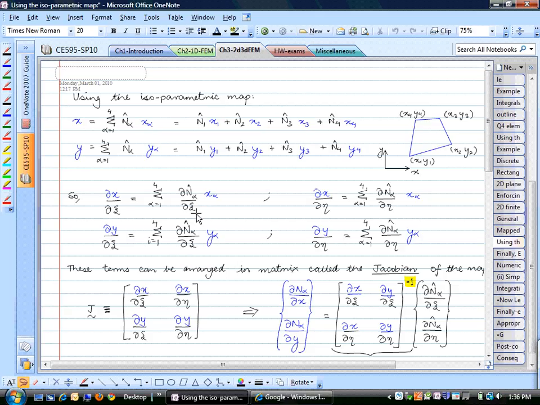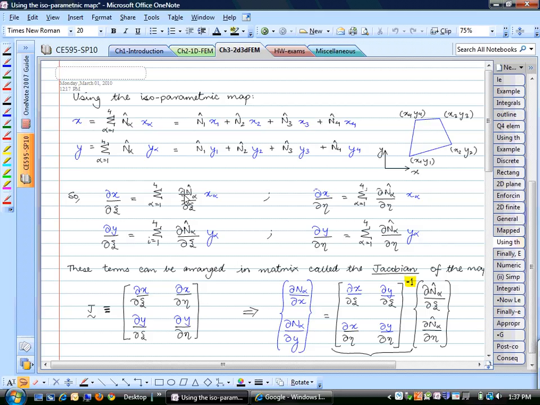The shape function with respect to xi. So if my shape function is a bilinear shape function in xi and eta, and I take the derivative with respect to xi, what would this term be proportional to?